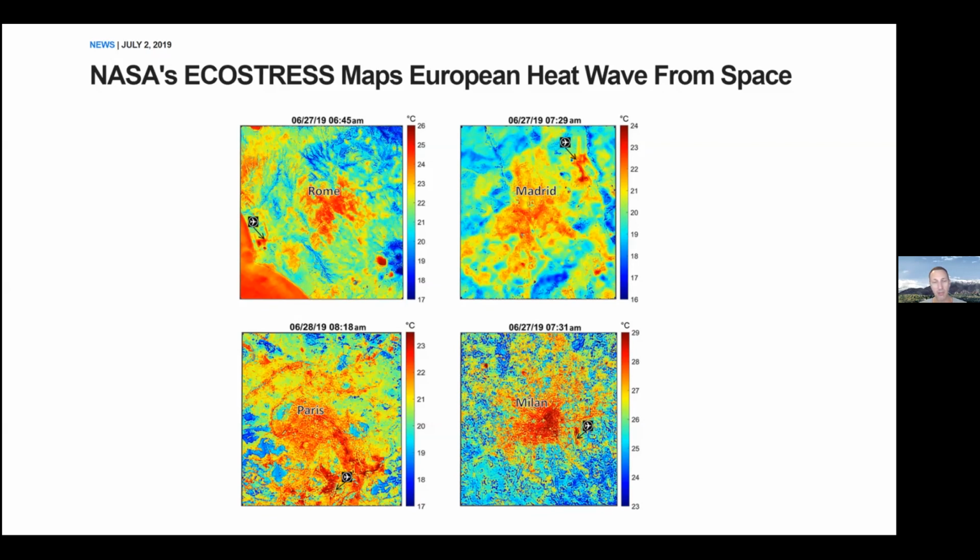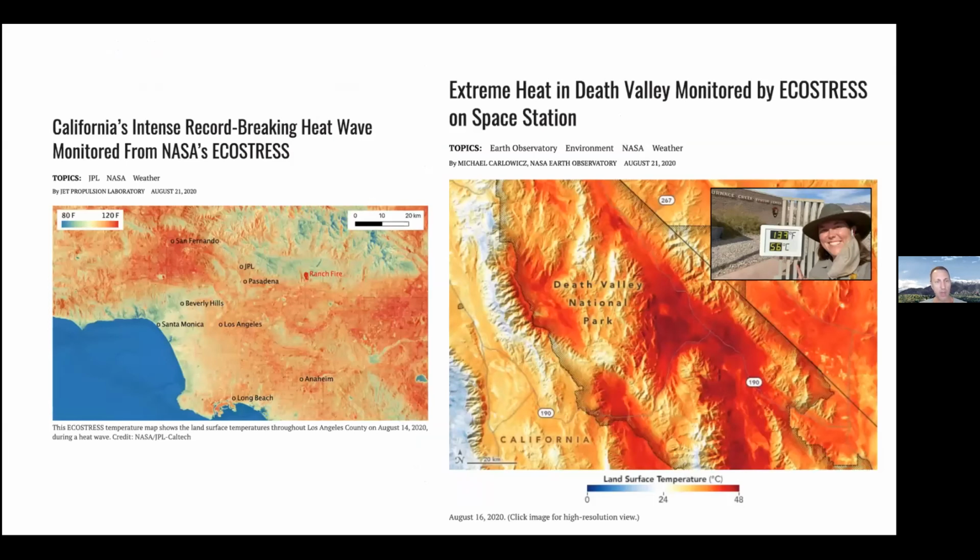We imaged a couple of cities: Rome, Madrid, Paris, Milan. At that time, the ISS was coming over in the early morning hours, so we were able to look at the urban heat island, with urban surfaces with regard to the rural background, much clearer. We imaged the record-breaking heat wave in LA recently, now on August 14th, and then also the famous 130-degree highest temperature ever recorded on Earth in Death Valley.